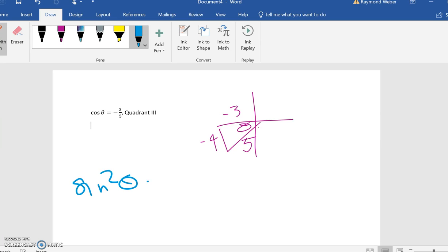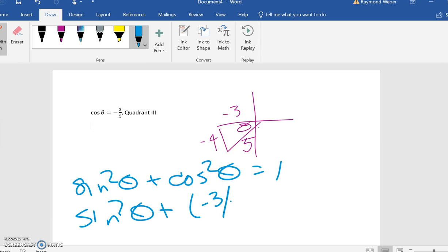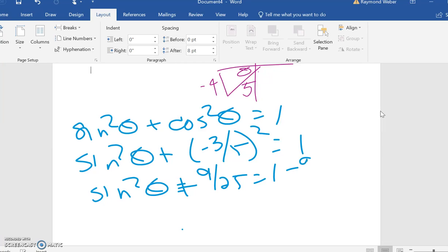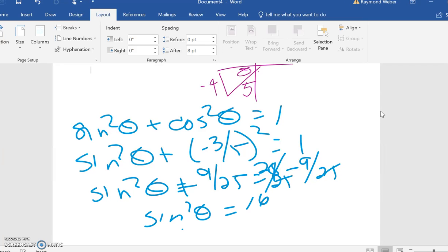So sine squared theta plus cosine squared theta equals 1. So then sine squared theta plus negative 3/5 squared equals 1. So that gives me sine squared theta plus 9/25 equals 1. Subtract the 9/25, and this is 25/25. So sine squared theta equals 16/25, or plus or minus 4/5 when I take the square root.